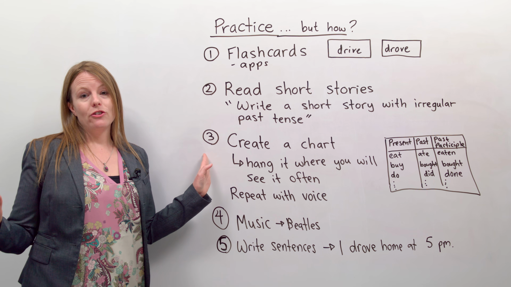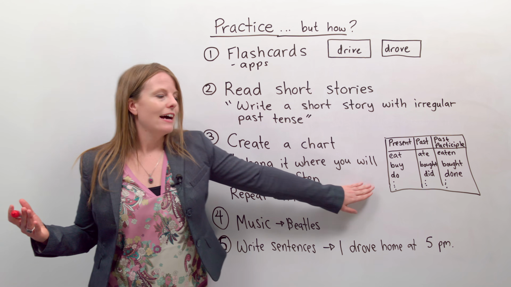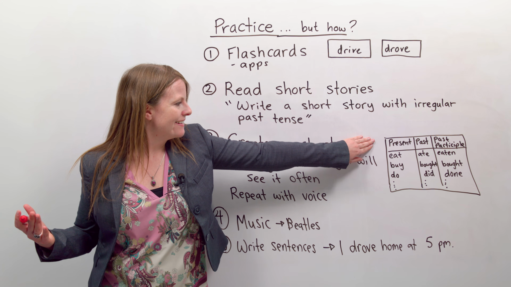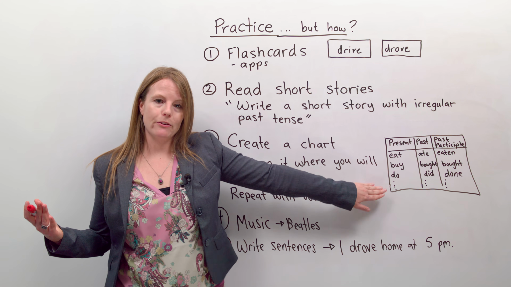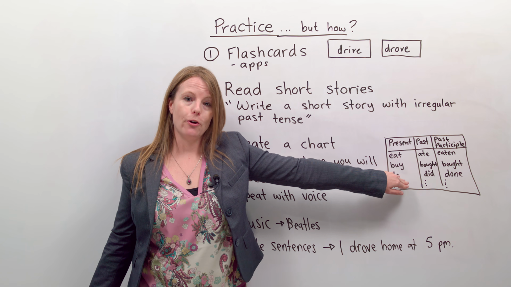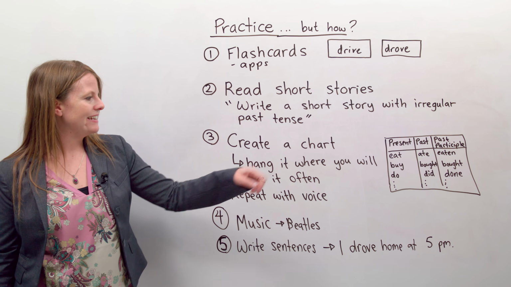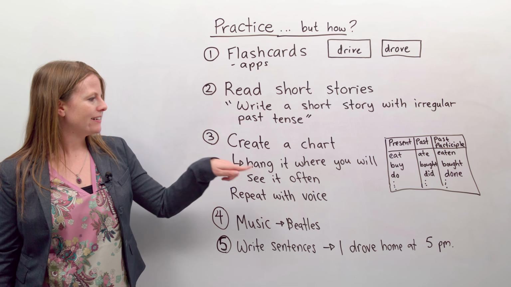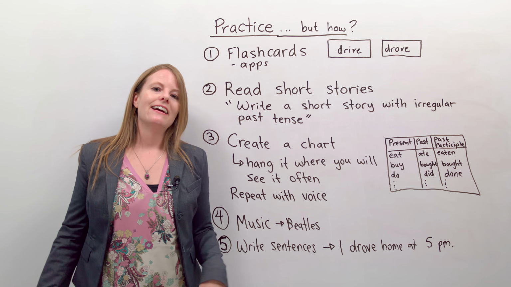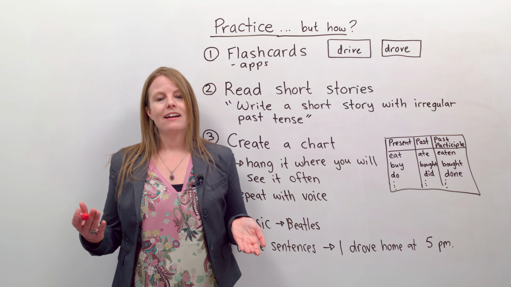So another thing you can do is create a chart. So here's an example. I've written at the top present tense, and then I have my present tense words. I've written past tense, and I have the past tense form. And then I have the past participle. So I have eat, ate, eaten, buy, bought, do, did, done. Creating a chart like this is really helpful.